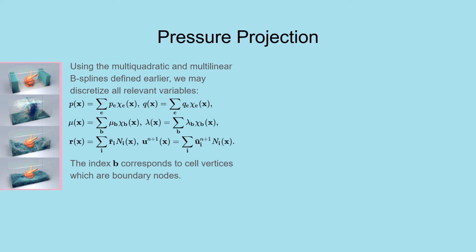Using the same quadratic and linear B-splines, we discretize the test functions r, q, and μ, as well as the Lagrange multiplier λ. Note that for μ and λ, we use a different index b instead of c to indicate that only B-splines corresponding to boundary pressure nodes are in the linear combination. We are able to resolve a standing pool of water with this choice of discretization.